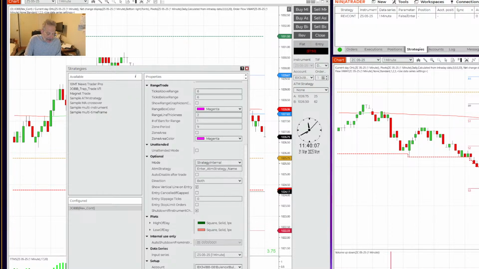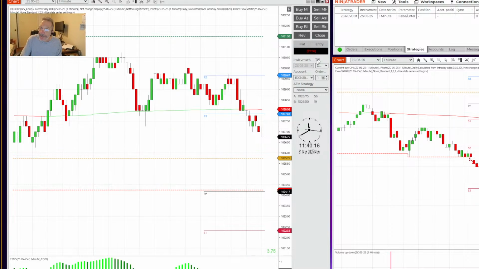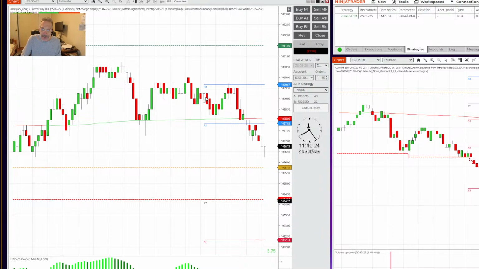If for some reason you had to cancel it, that's why we label them. Apply it because we made a change. Okay it. Now it says ZS, reverse continue. Enable it. And I'm ready for my reverse continue on soybeans. I'm going to do the exact same thing on corn.